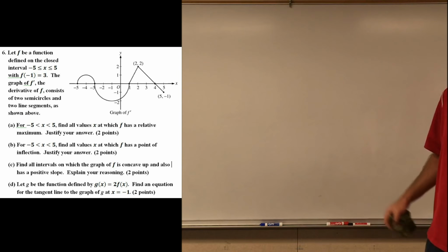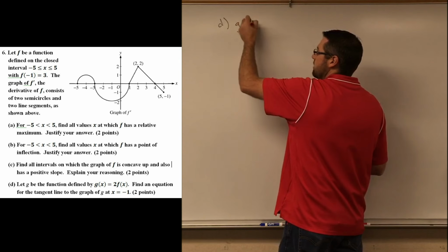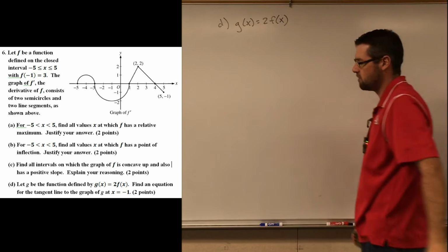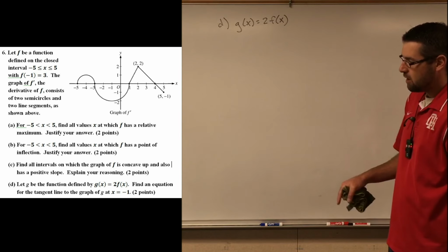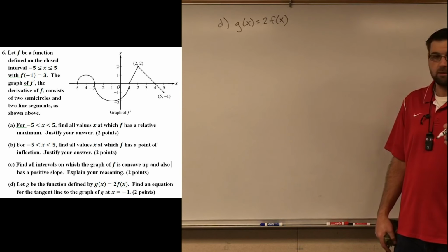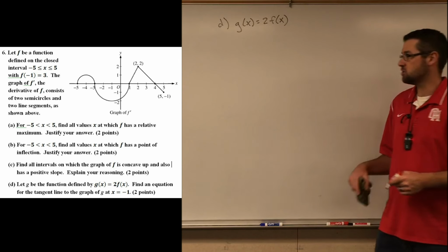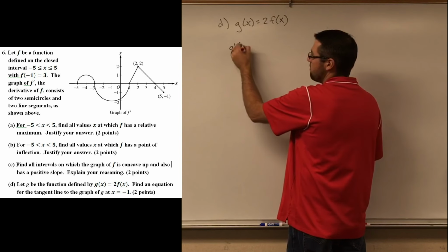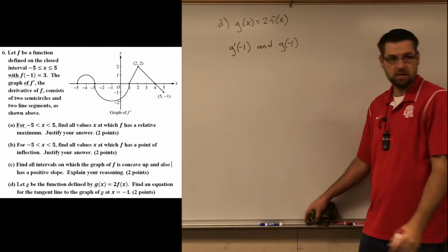Okay, part D. Let g be the function. Let me write this down. G of x is 2f of x. Okay, so that's the function we're working with. Find an equation for the tangent line of g at x equals -1. So what are the two things you need for a tangent line? A slope and a point. But what function are we looking at? G. So we need G prime of -1 and G of -1. Those are the two things we need, right?